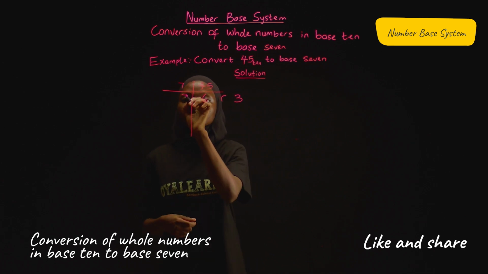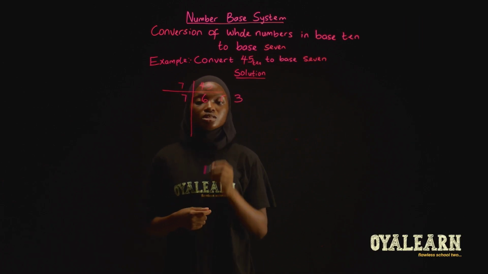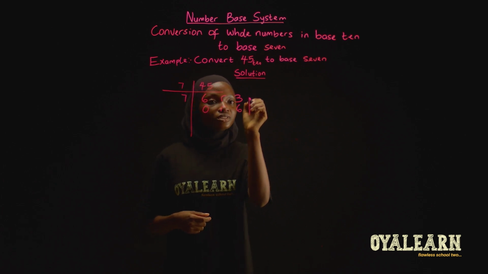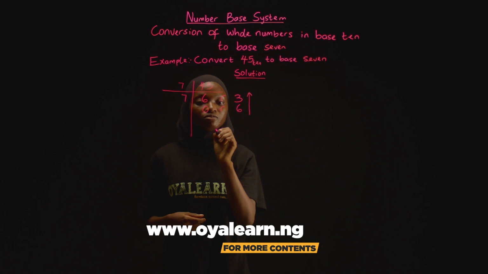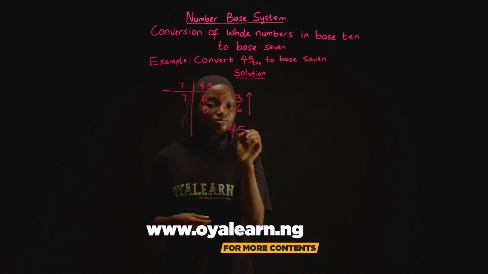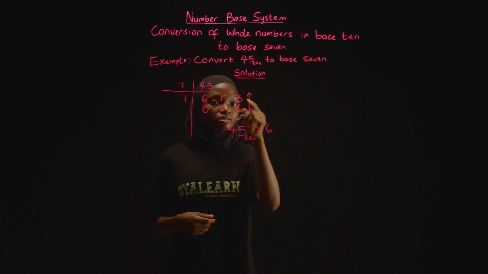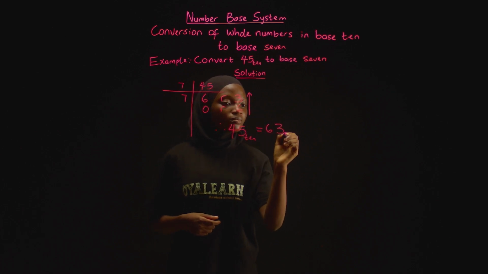Divide again by 7. 7 goes in 6, that's 0. Remainder 6. Take the remainders upwards. So therefore, 45 base 10 equals 6, 3 base 7.